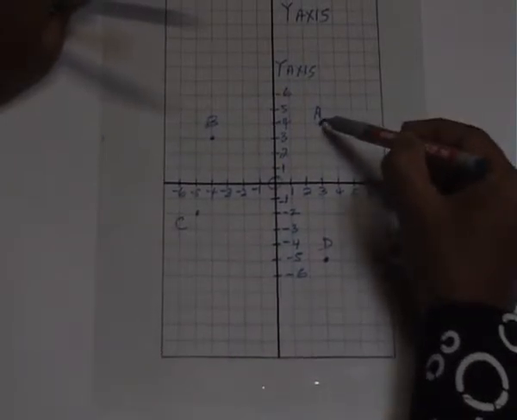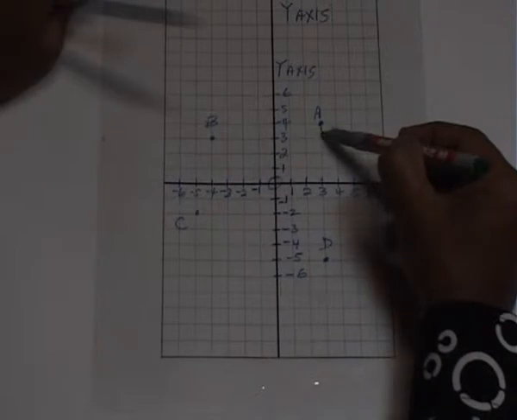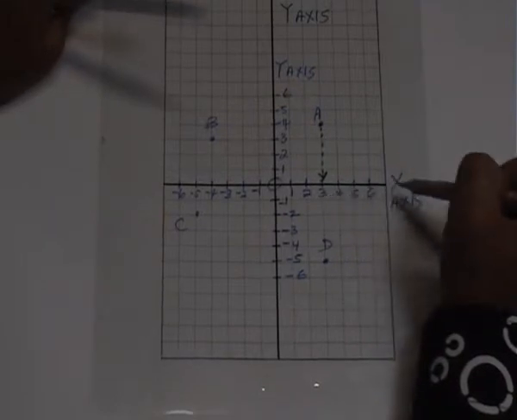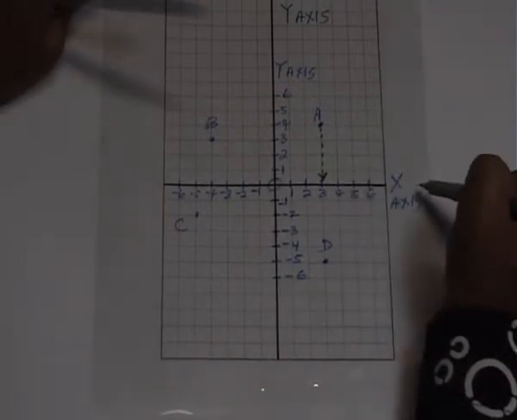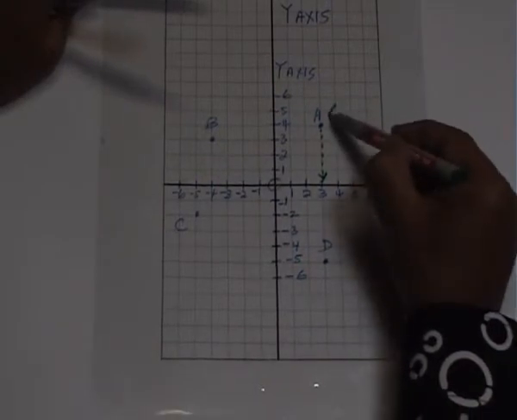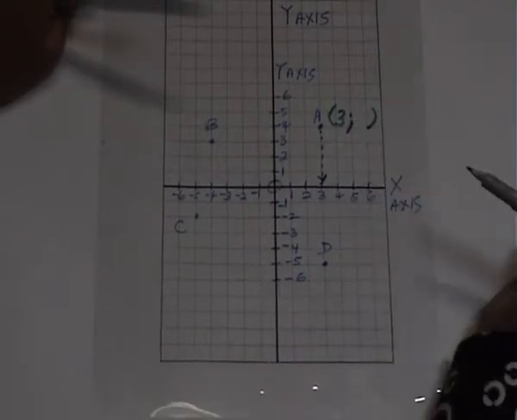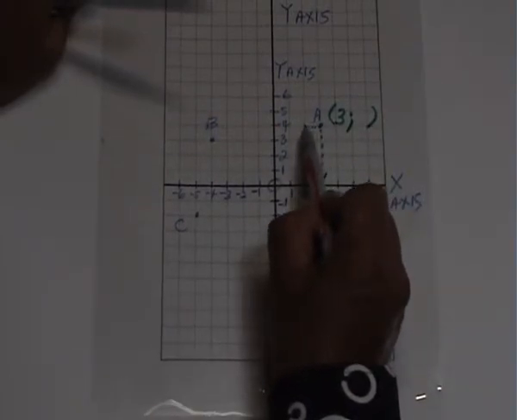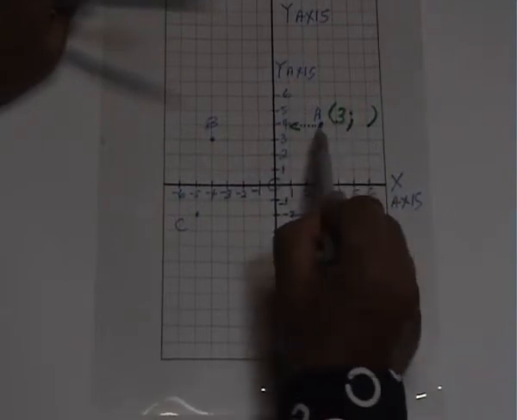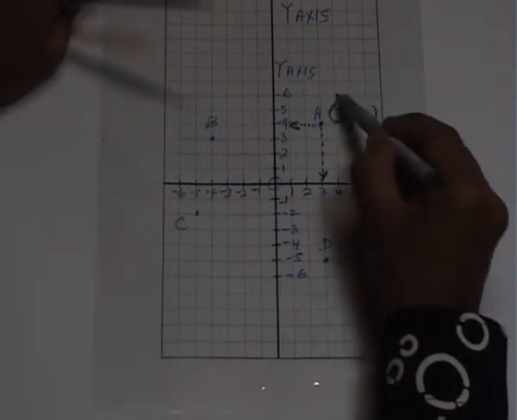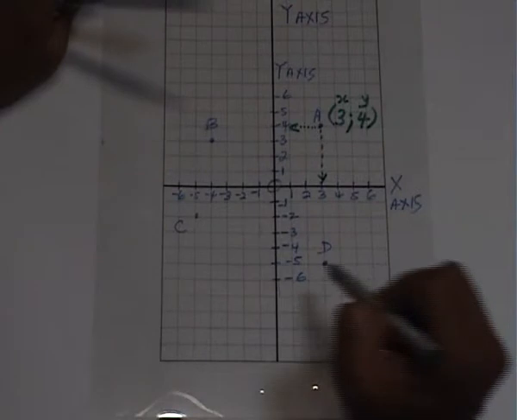There's the point here, point A. So from point A, you come down here. And what number are we looking at? We're looking at number 3. And so we say x is 3, because it's on the x-axis. So you write a bracket like that, and you write 3 first, because x is 3. Then you go back to that A, and then you go this way now, to the y-axis. And you can see that on the y-axis it is showing 4. So you write 4 here. So x is 3 and y is 4.